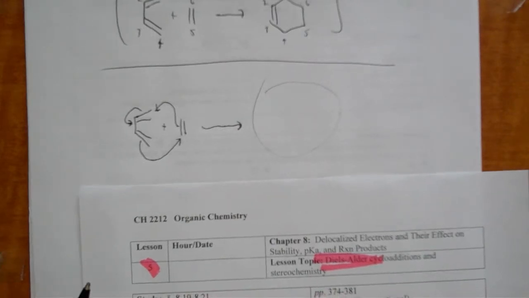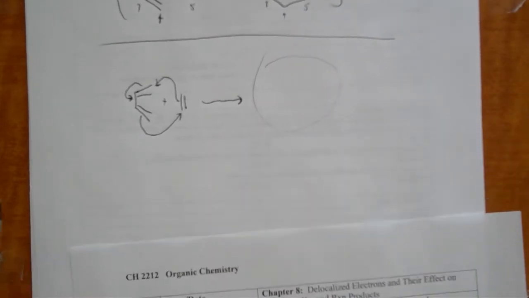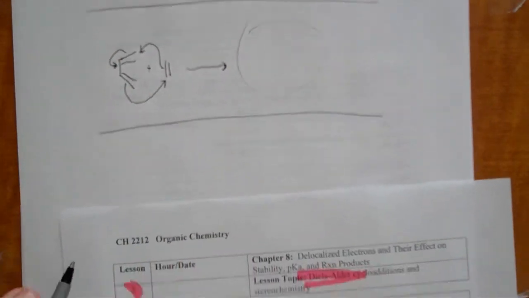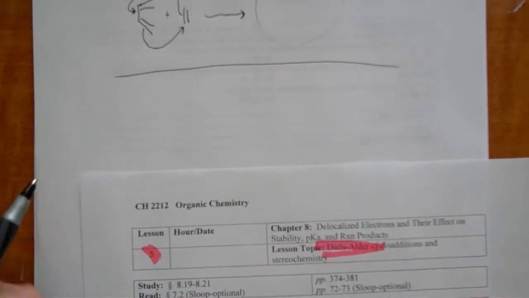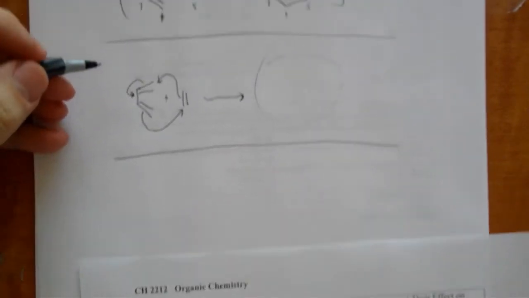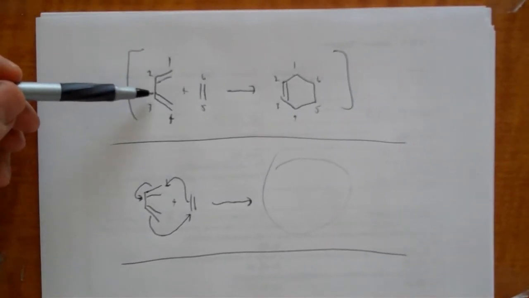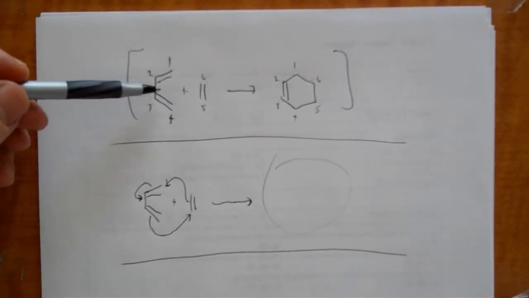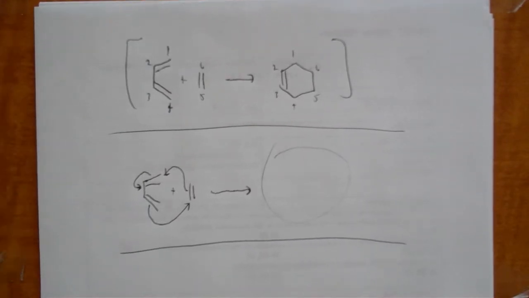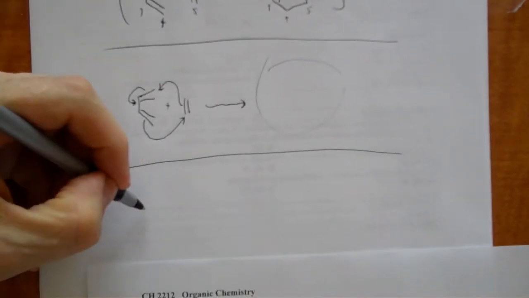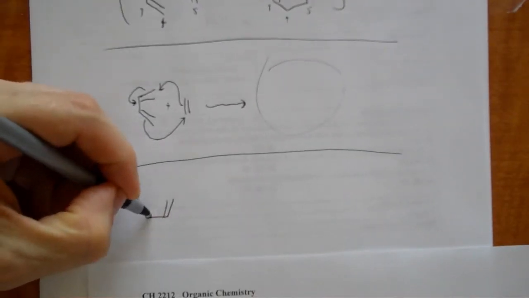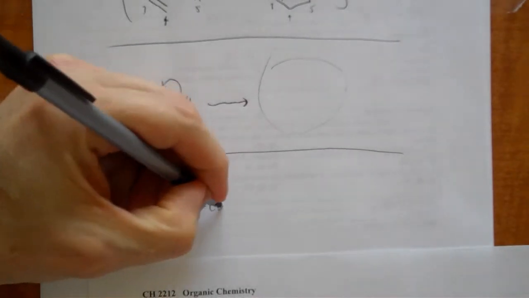Okay? Now, the constraints. The one constraint that I want to deal with, and only one, is that the diene has got to be in this configuration. If it's not, then we can't form a ring. This configuration is called S-cis.